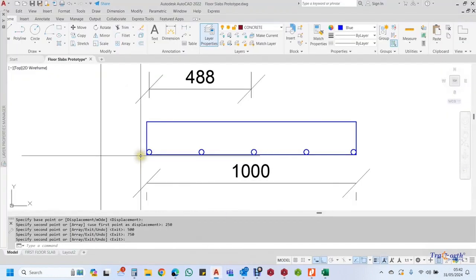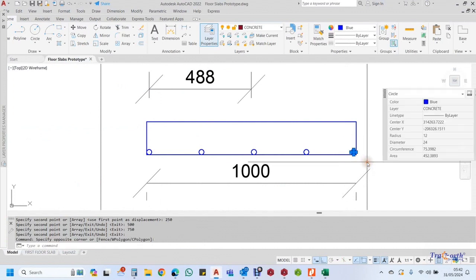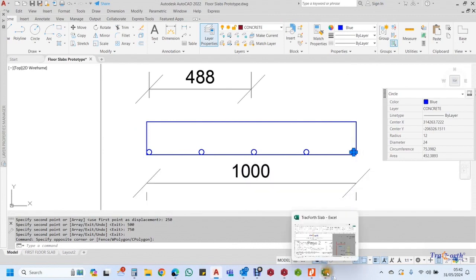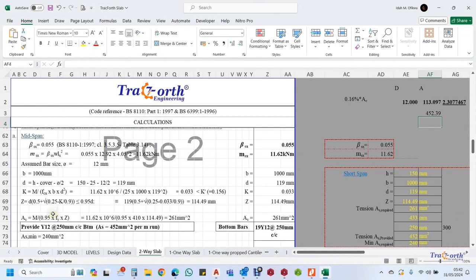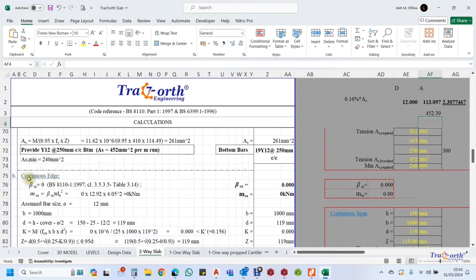For every 1 meter. So between here and here, what you are saying is that you are providing this, even though we are using 5 in between. And this is how your reinforcement is determined. And whatever we have done there is also similar for the support.